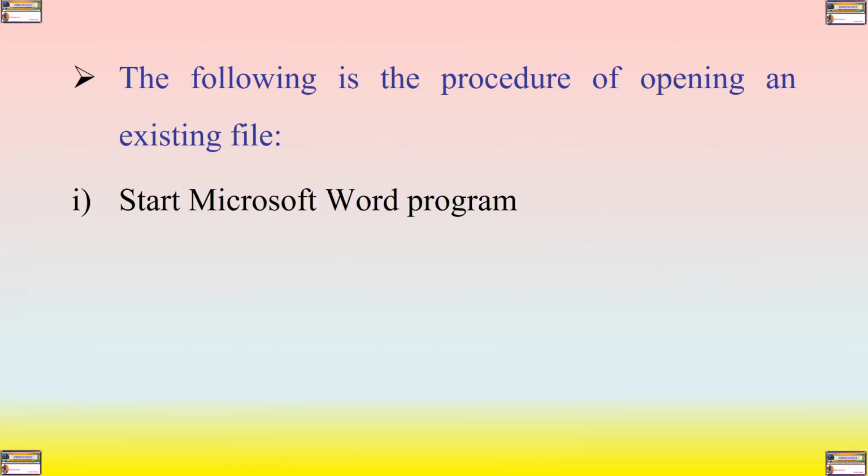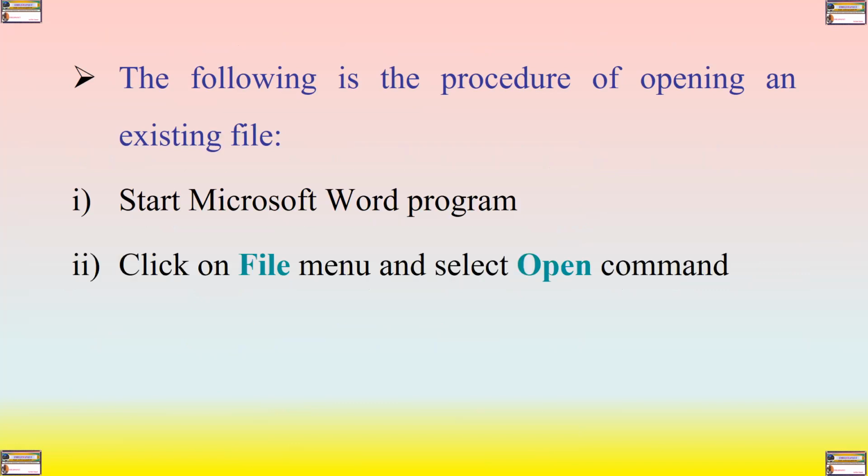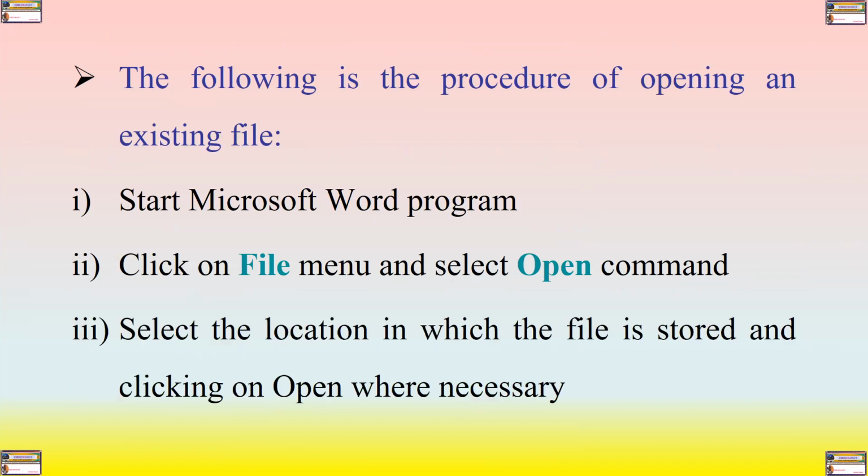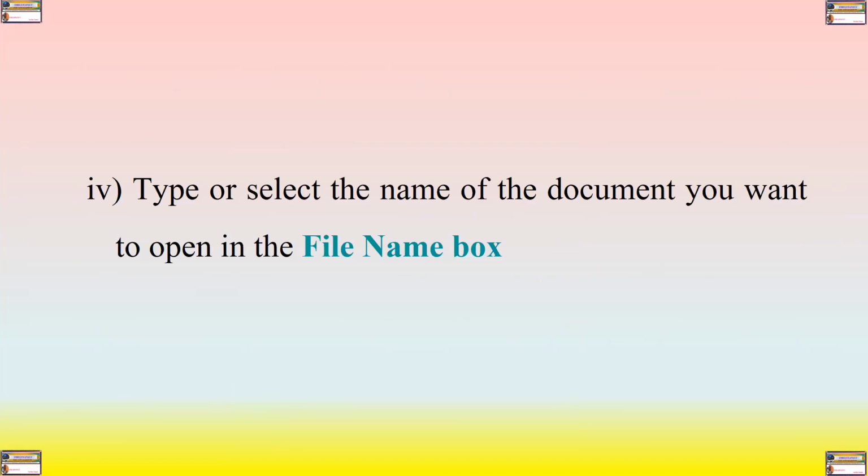The following is the procedure of opening an existing file. You start the Microsoft Word program. Then you click on the File menu and you select the Open command. You then select the location in which the file is stored and you click on Open where necessary. Then you type or select the name of the document that you want to open in the file name box. You then click the Open button.